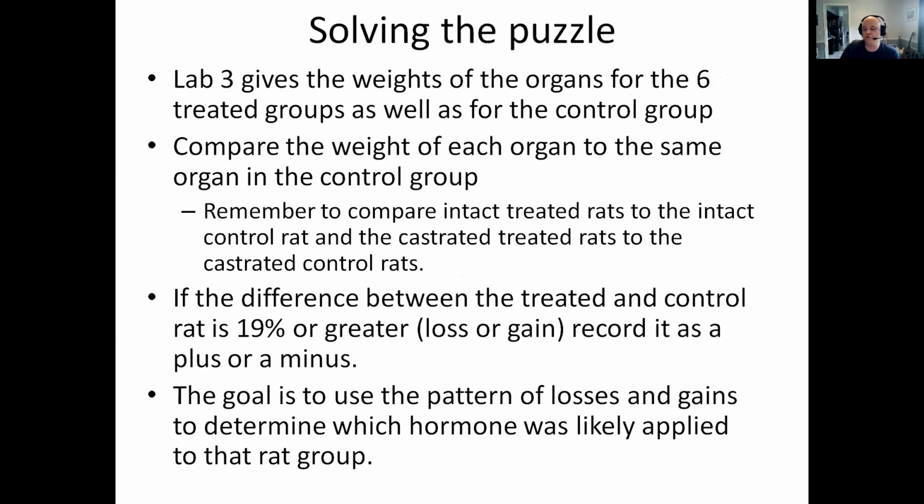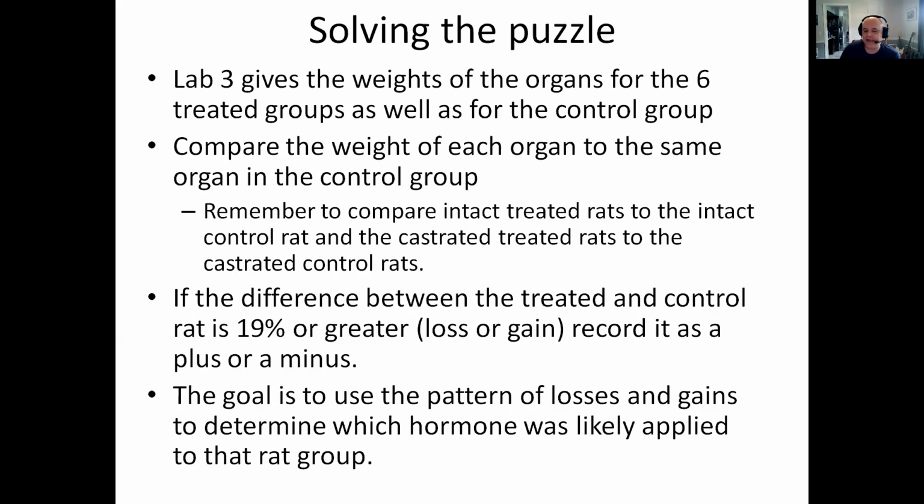All right. So if you go to your lab, you're going to find that you have basically one control group and 6 treatment groups. Each group, as I discussed in the front end of this video, has an intact rat and a castrated rat. Make sure when you're comparing the weights of organs that you only compare the intact treatment rat to the intact control rat, and the castrated treatment rat to the castrated control rat. Okay, you need to be apples to apples, not apples to oranges. All right, and you're going to go through and do this for each group.